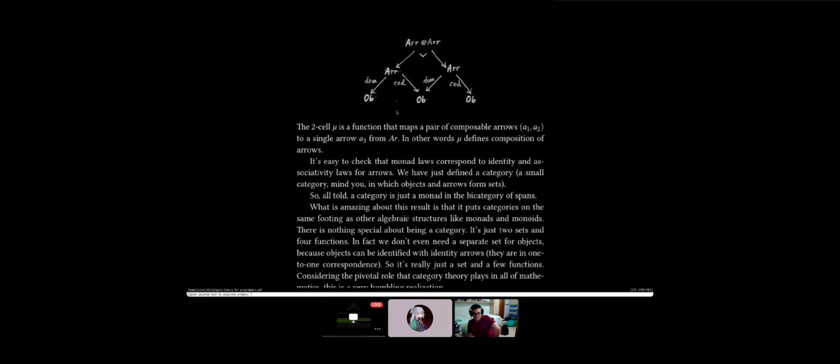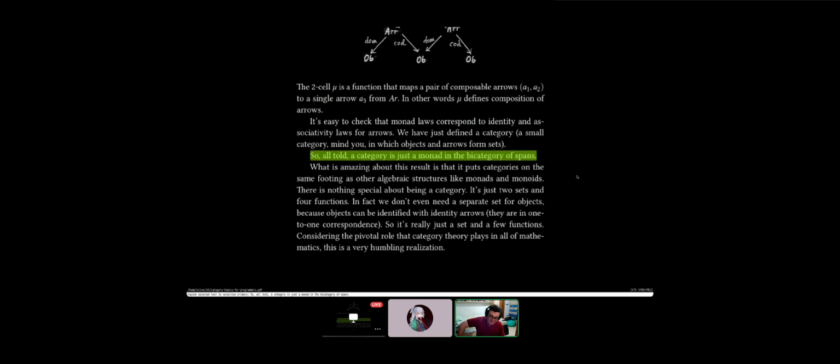Makes sense. It's easy to check that monad laws correspond to identity and associativity laws for arrows. We have just defined a category. So all told, the category is just a monad in the bicategory of spans. Yeah, that's what I just thought. Why don't we start the conversation with that?